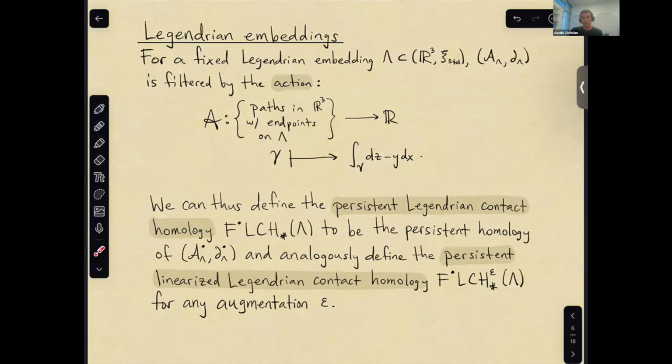But once you have all these terms defined, making a definition of persistent Legendrian contact homology or persistent linearized Legendrian contact homology is almost automatic, because I still need to tell you what the persistent homology of a filtered chain complex is. But because the Chekanov-Eliashberg DGA is filtered by action, you can just take the persistent homology of that filtered chain complex, or of that filtered DGA, and you get the persistent Legendrian contact homology and the persistent linearized Legendrian contact homology. That's a good point to pause before I say what persistent homology is.